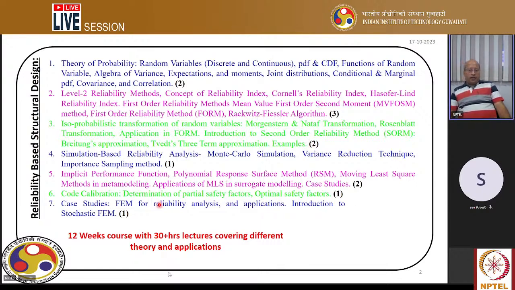Once we do that, the question comes to our mind whether the estimate we have from this gradient-based algorithm is correct or not. For that, the first option is simulation-based reliability. In this approach, we actually simulate the random environment.